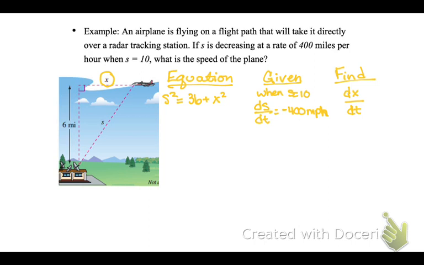Okay, so what do I need to do? Derivative, plug in. Okay, so I need to take the derivative. 2s ds/dt equals 0 plus 2x dx/dt. You guys have to put that because we're taking the derivative with respect to what? Respect to t, time. What's the derivative of 36? Zero. 2s ds/dt equals 2x dx/dt.